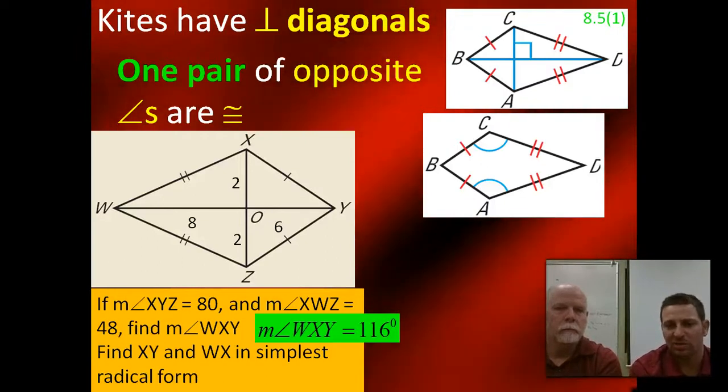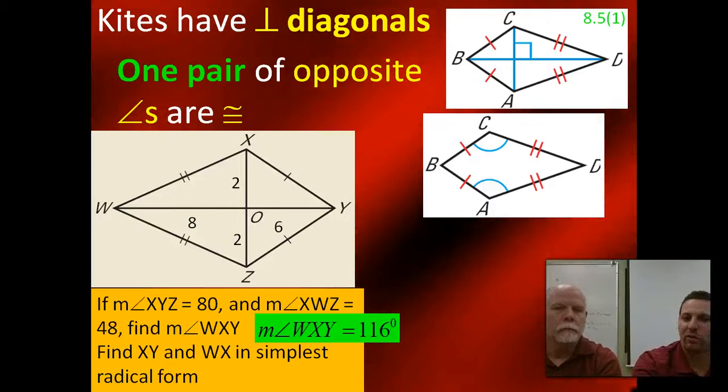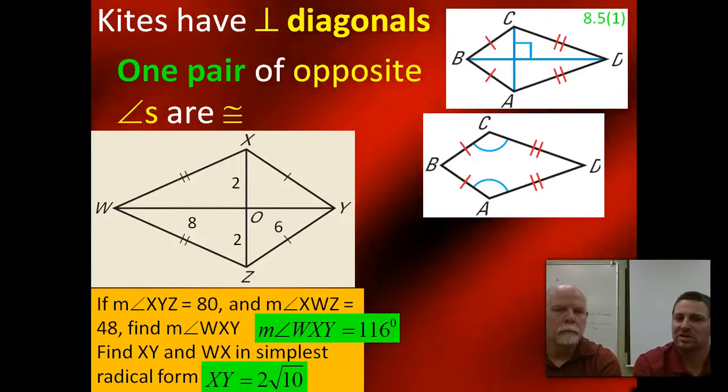So if I just set this up as the square root of 6 squared, which is 36, plus 2 squared, which is 4, I get the square root of 40. And so the square root of 40 is 2 root 10. 4 times 10, you can take the 4 out, square root that, and you get 2 root 10.